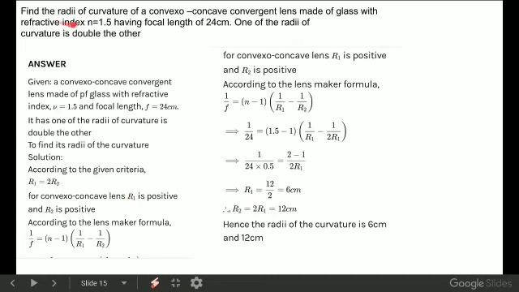Next, find the radii of curvature of a convexo-concave convergent lens made up of glass with refractive index n equals 1.5, having a focal length of 24 centimeters. One of the radii of curvature is double the other. Okay, one of the radii of curvature is double the other.